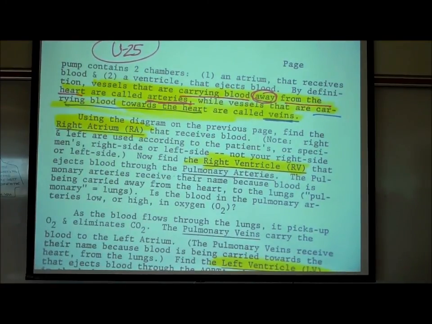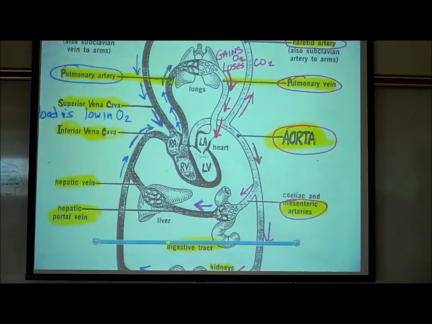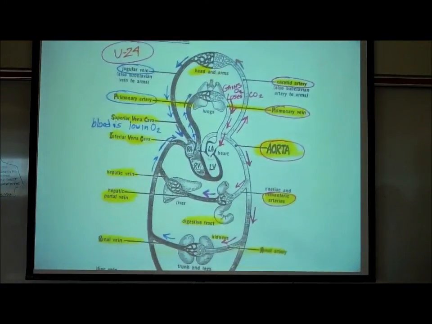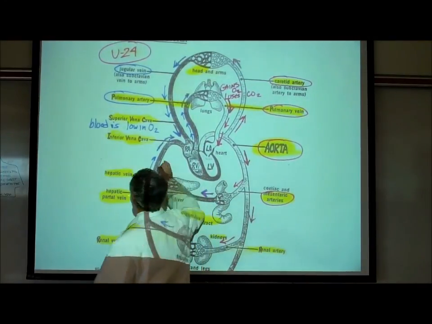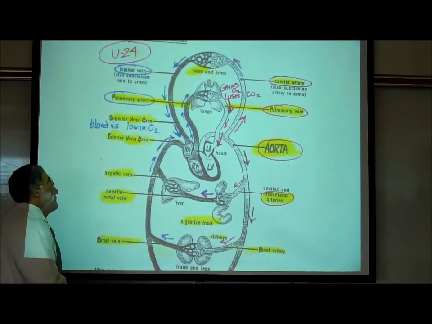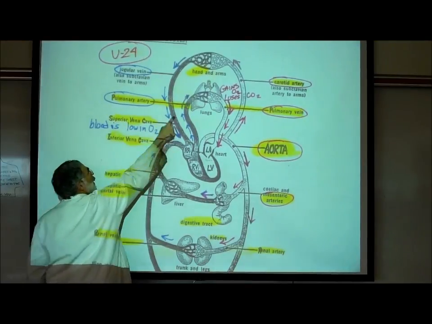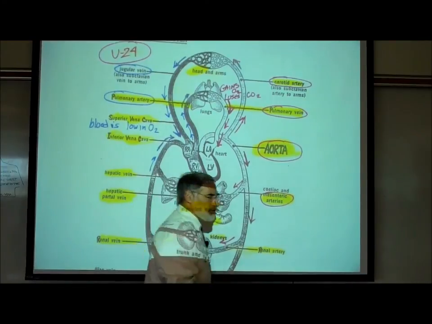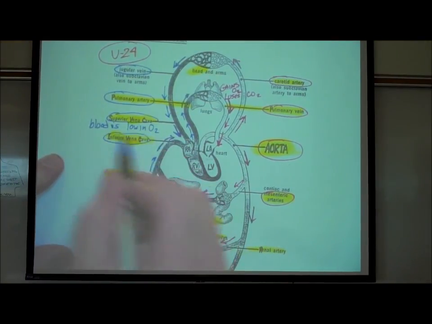Okay, with that in mind, let's look back at our previous page, U24, and see if we can explain some stuff. Everything I'm saying is written on U25, so we'll just describe this, but you'll have this video. There are two huge veins in our body. One of them is called the superior vena cava, right here, and the other is called the inferior vena cava, right here. These are the two largest veins in our body. Superior vena cava and inferior vena cava.